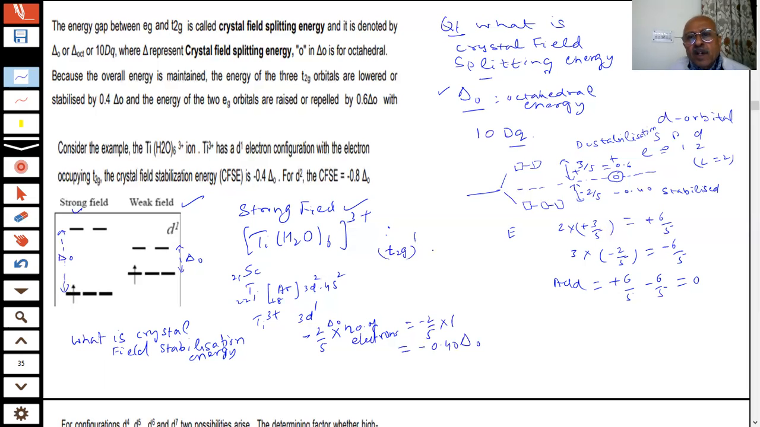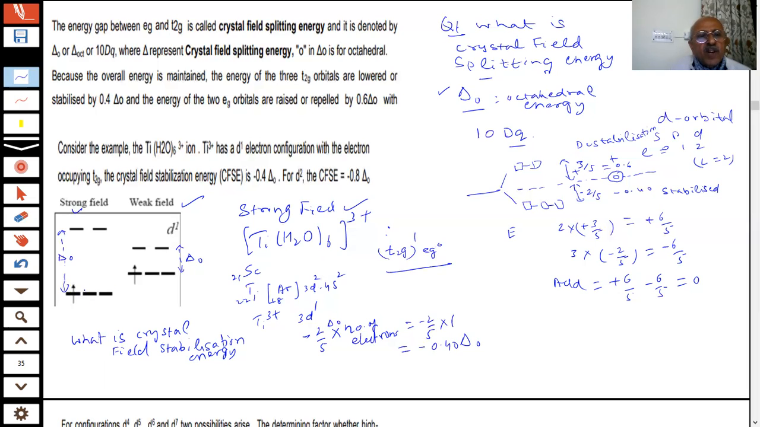T2g1 eg0. This is the electron configuration of this complex. Clear? Yes, sir. If there are two electrons, there is no problem. Then I will multiply this by 2. That will be the crystal field stabilizing energy.